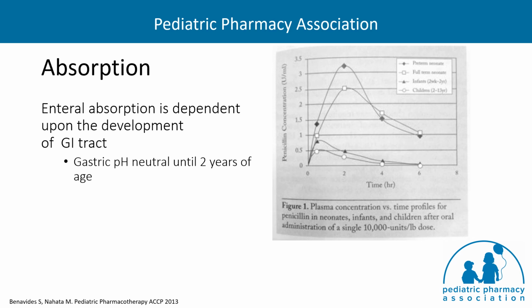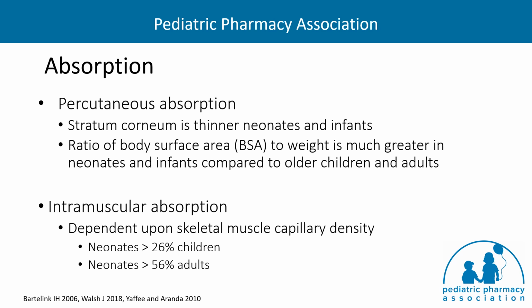This graph shows the effect of different gastric pH on the absorption of the acid labile drug penicillin. In neonates, more penicillin is absorbed compared to infants and children. Other types of absorption are also subject to developmental changes. Percutaneous absorption during the neonatal and infant period is greater because of the thinner stratum corneum and the much larger body surface area to weight ratio. This effect is pronounced until 12 months. Then absorption through the skin is similar to that of the adult.